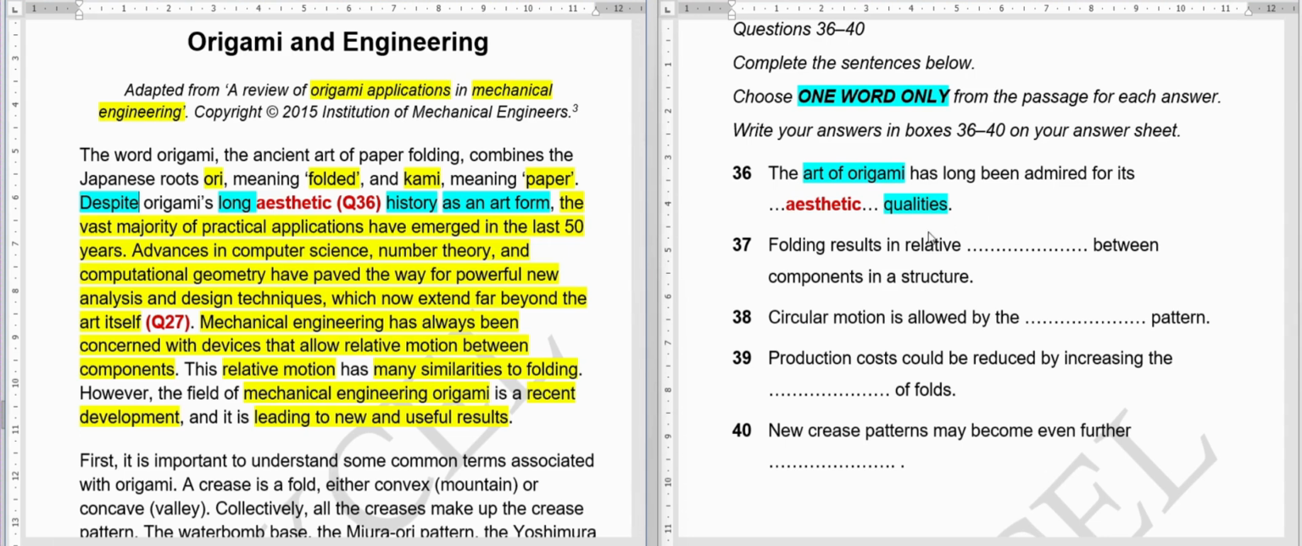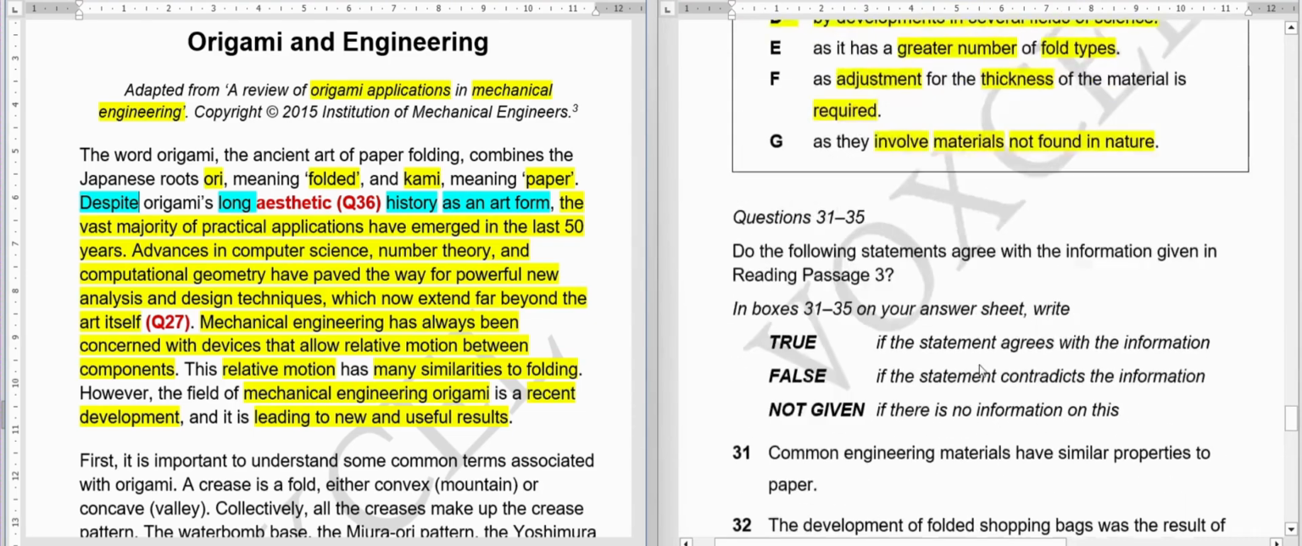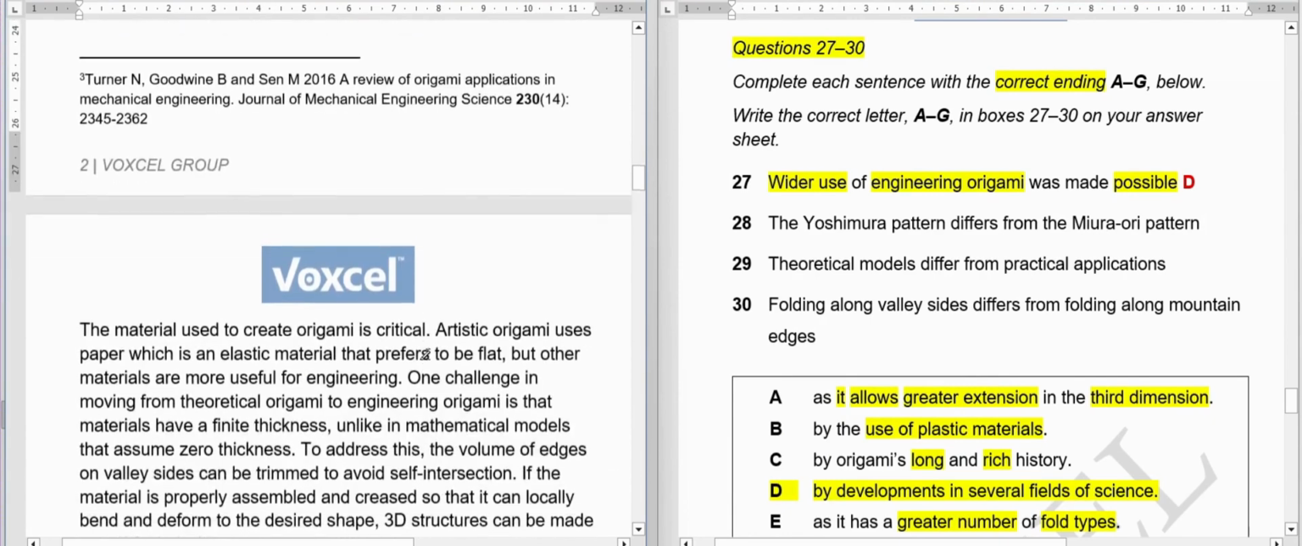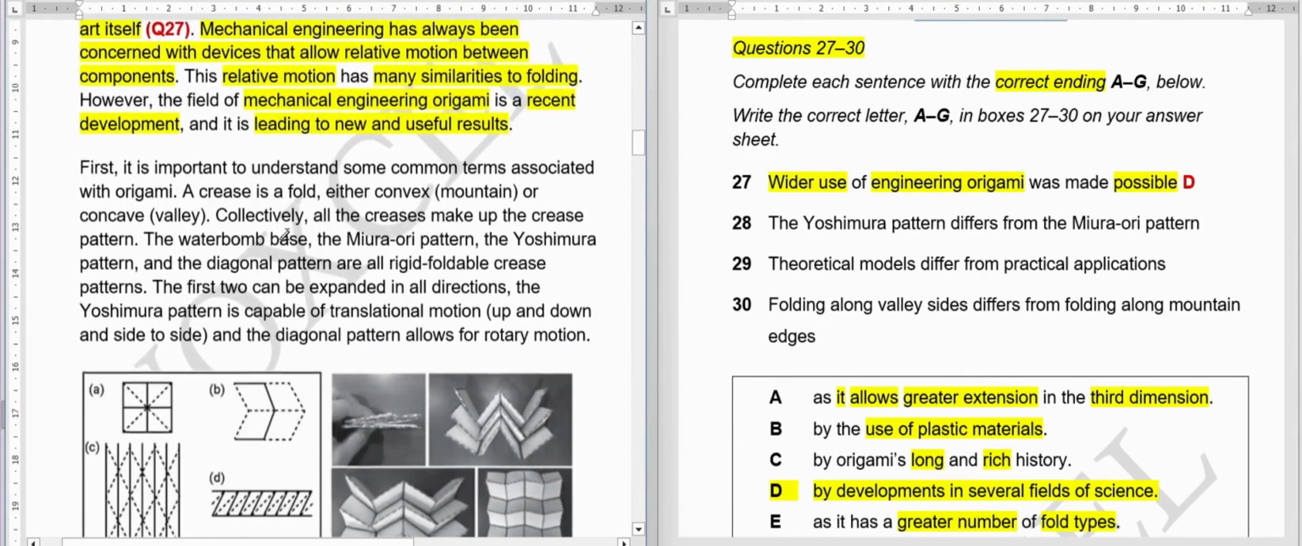Moving on to the 37th, let's see if the 37th is here or not. Folding results in relative dash between components. We haven't been given any information about this particular statement, so only two questions are here, 27 and 36. I hope it is clear. Moving on to the second paragraph. Okay, so we will read this paragraph now.